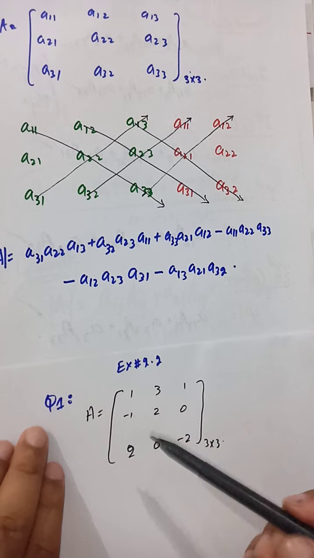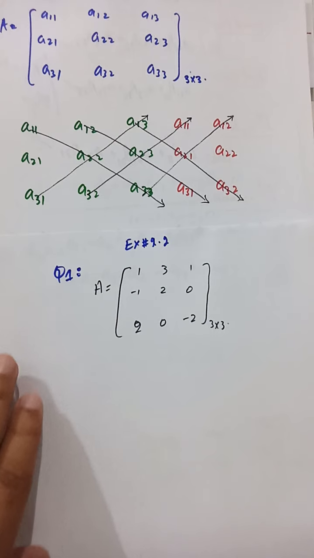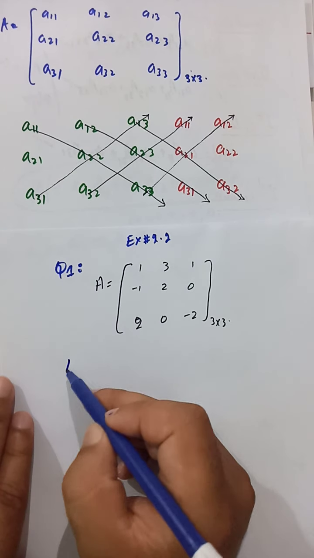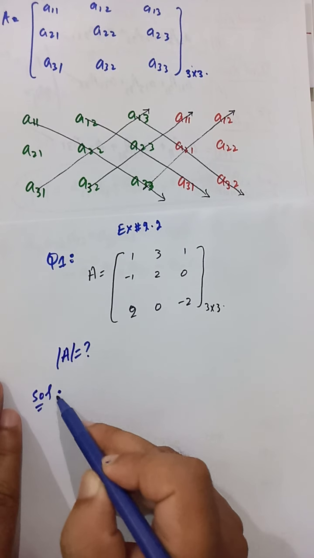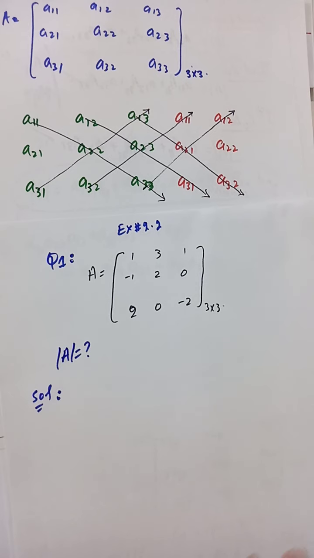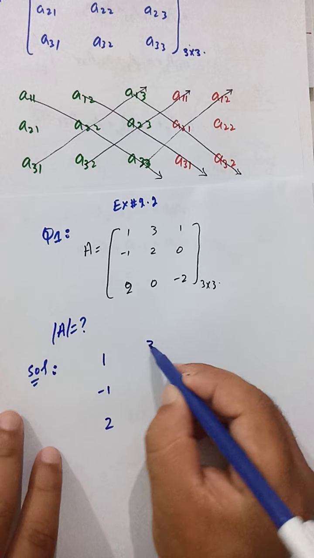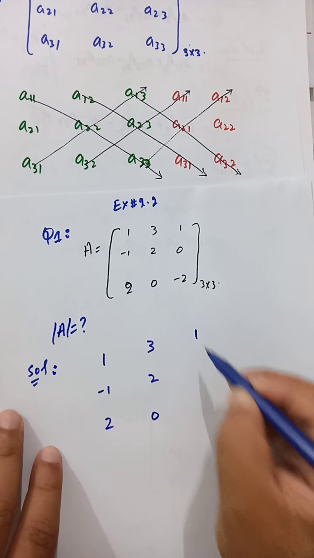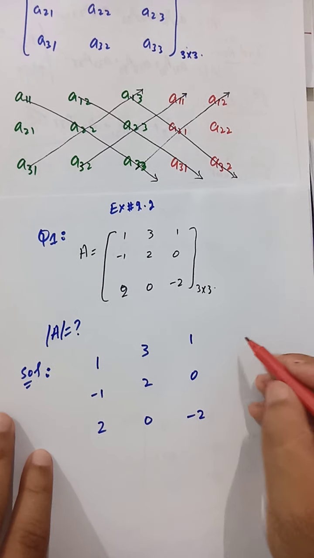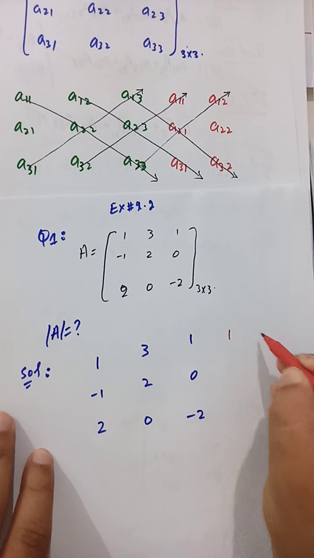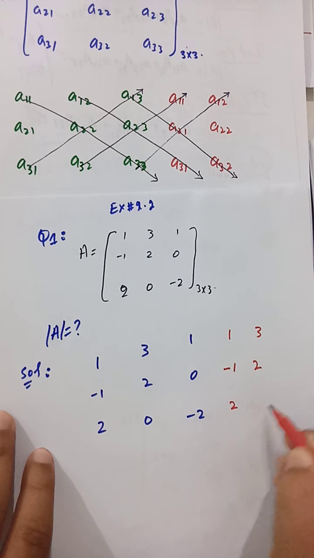So if you are interested to find the determinant of this matrix this way, without using minors and cofactors, you will write in the solution, the target is to find the determinant. In the solution, you will write out the elements in the same arrangement without the square brackets. So 1, minus 1, 2, 3, 2, 0, 1, 0, minus 2, and write again the first two columns after the third one. So this is 1, 3, this is minus 1, 2, 2, 0.